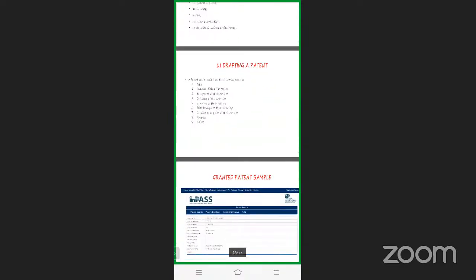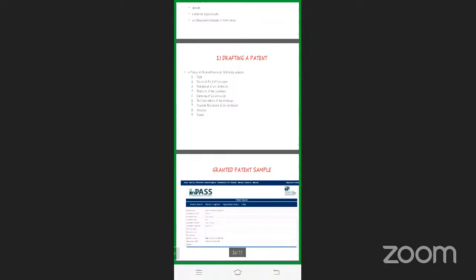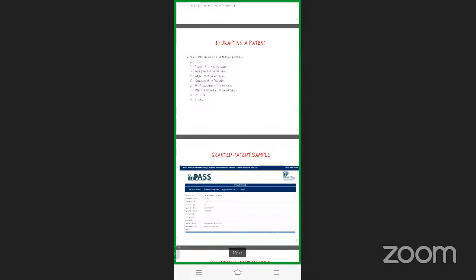Next is drafting a patent. A patent to be drafted will have the following sections: a title, technical field of invention, background of the invention, objective of the invention, summary of the invention, brief description of the drawings, detailed description of the invention, abstract, and claims.